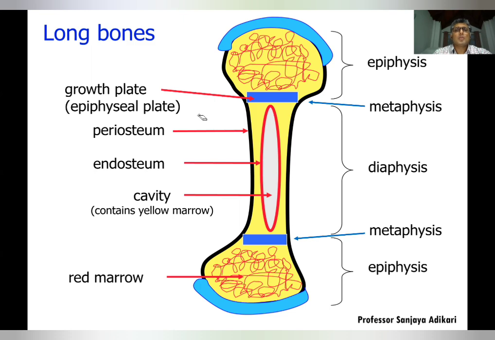Then these long bones usually have joints on either side. The area involved with the joint is covered with hyaline cartilage, as we discussed before. That hyaline cartilage is called the articular cartilage.